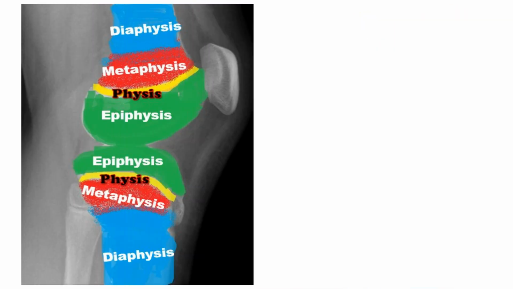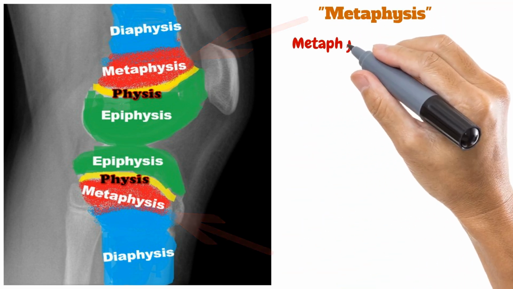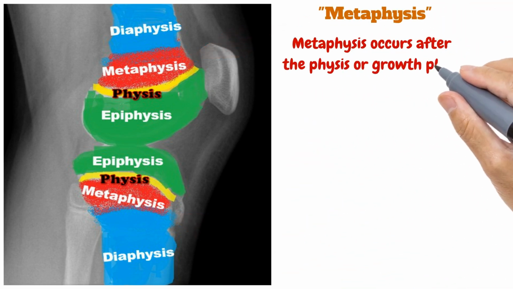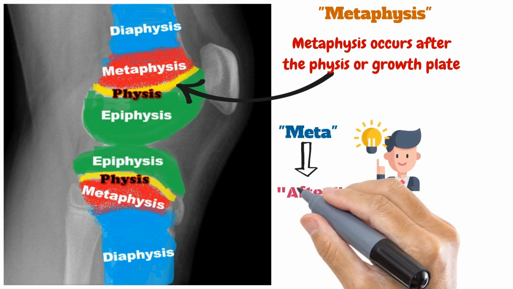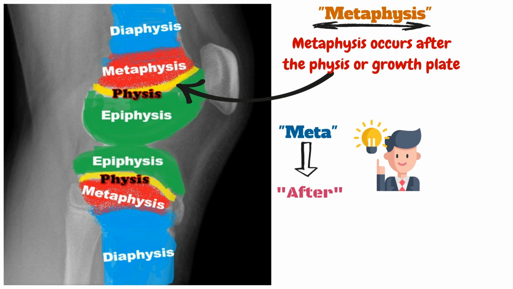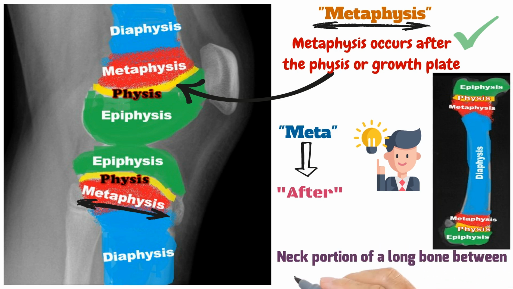Now look at this red portion of a long bone. It is known as metaphysis. Metaphysis occurs after the physis or growth plate, that is the yellow part. And guess what? Meta means after. That's how metaphysis justifies its name, that it occurs after the physis. But generally, metaphysis is defined as the neck portion of a long bone between the epiphysis and the diaphysis.